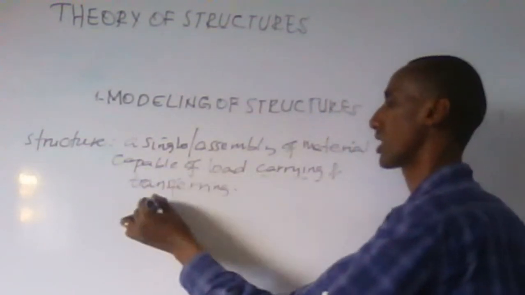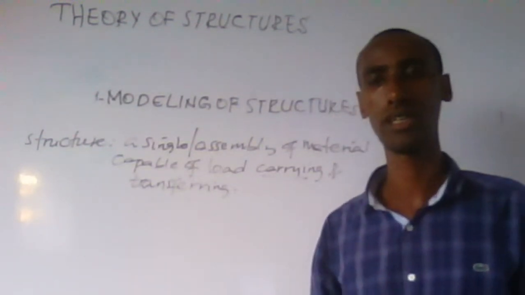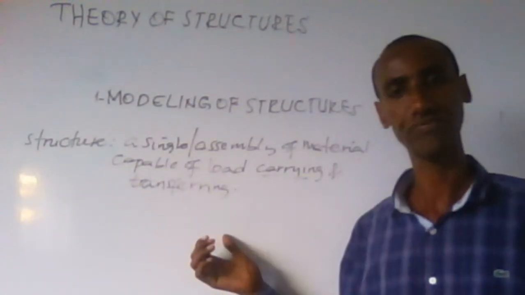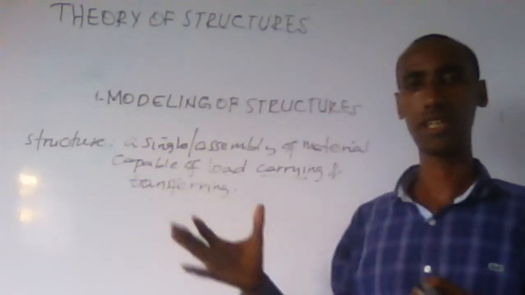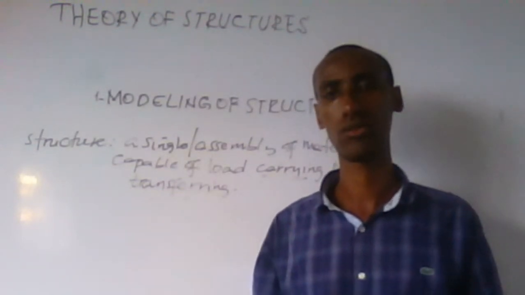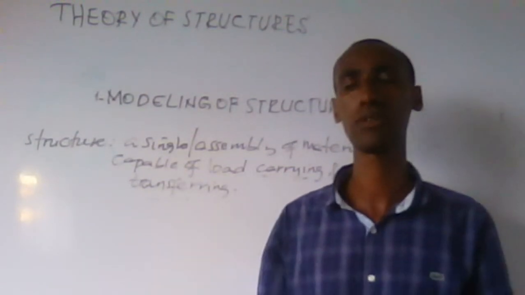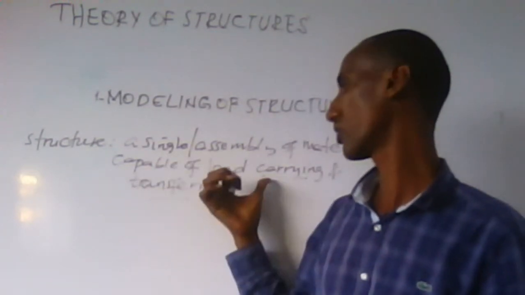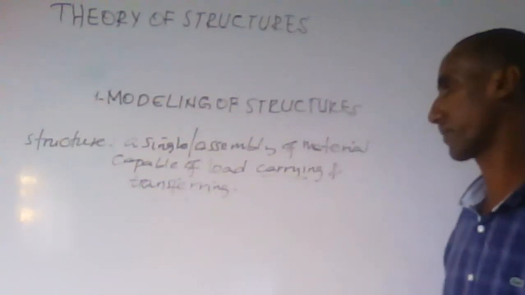So these 2 words are very important. If the given material, whether it is single or assembly, is to be named as a structure, it should be capable of carrying a load. So the very importance of a given structure is to carry a load. Once again, it should be able to transfer the load to another load carrying system. So if that single material or assembly of materials has these 2 properties, that is capable of carrying load and capable of transferring load, we name that material as a structure.